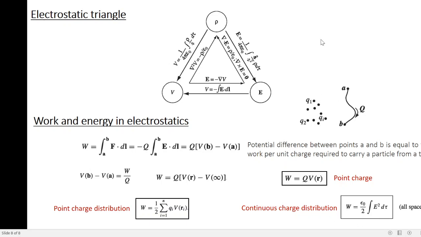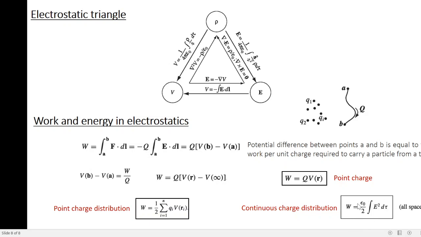Suppose you have an empty space and you are bringing in the first charge. Of course, there is no field to work against, so the work done is 0. Now the moment you bring the second charge, there is already a field due to the first charge, so you need to work against that field. Similarly, when you bring the third charge, you need to work against the first two fields. So this work is nothing but the work done against the field to assemble all the charges. So this is the work done in the case of continuous charge distribution.